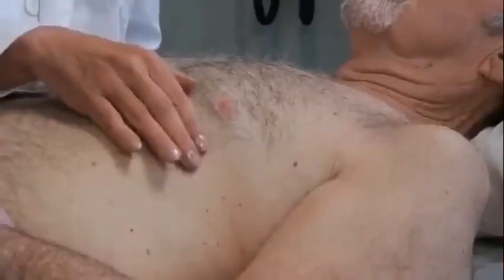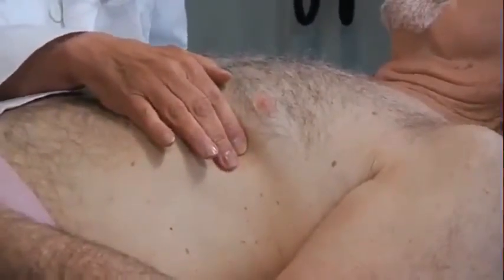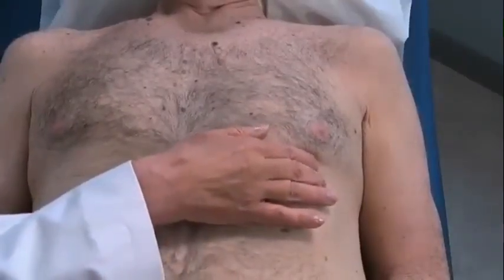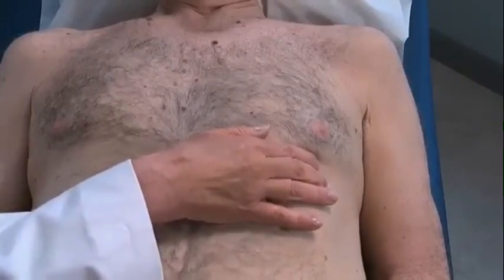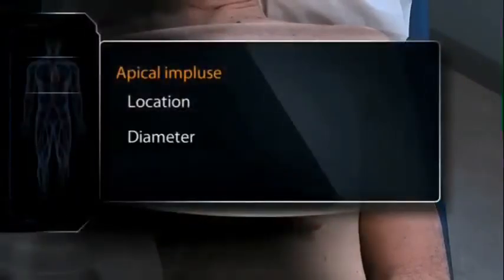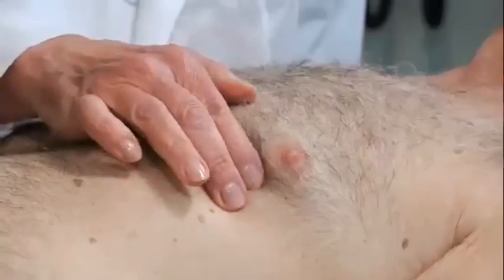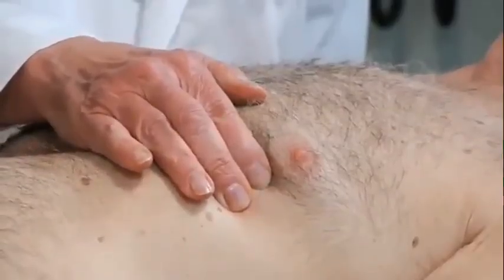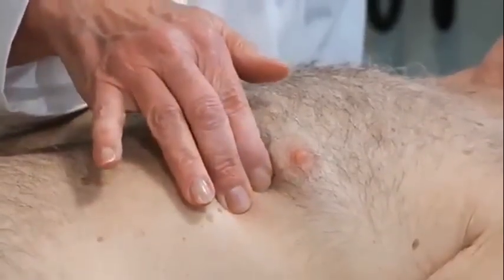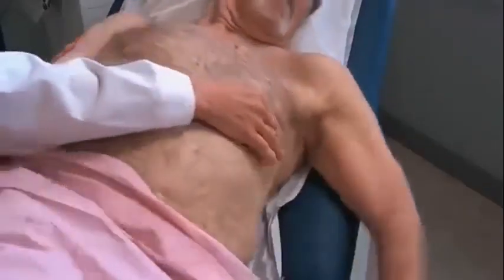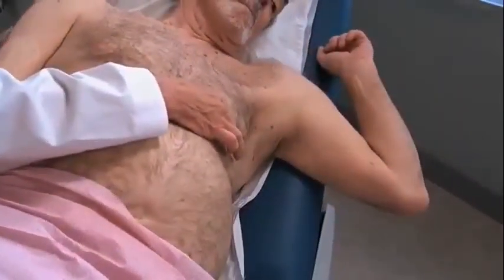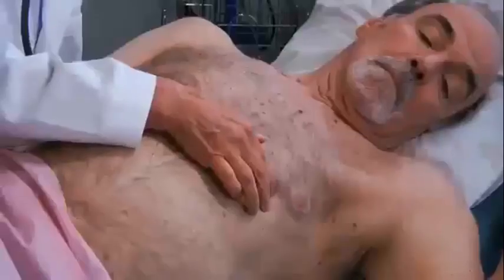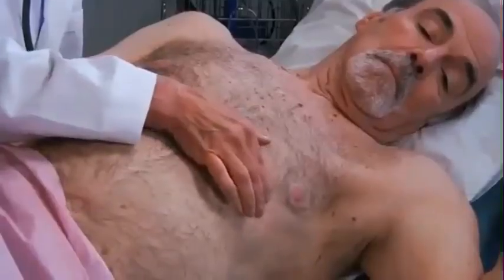Using the palmar surfaces of several fingers, then for finer assessments your fingertips followed by one finger alone, palpate to confirm the characteristics of the apical impulse. You will note its location, diameter, and amplitude. Identify the location of the apical impulse by the interspaces in which you feel it and by its distance in centimeters from the midsternal line. If you experience difficulty locating the apical impulse, ask the patient to tip or partially roll onto his left lateral side, that is, into the left lateral decubitus position.